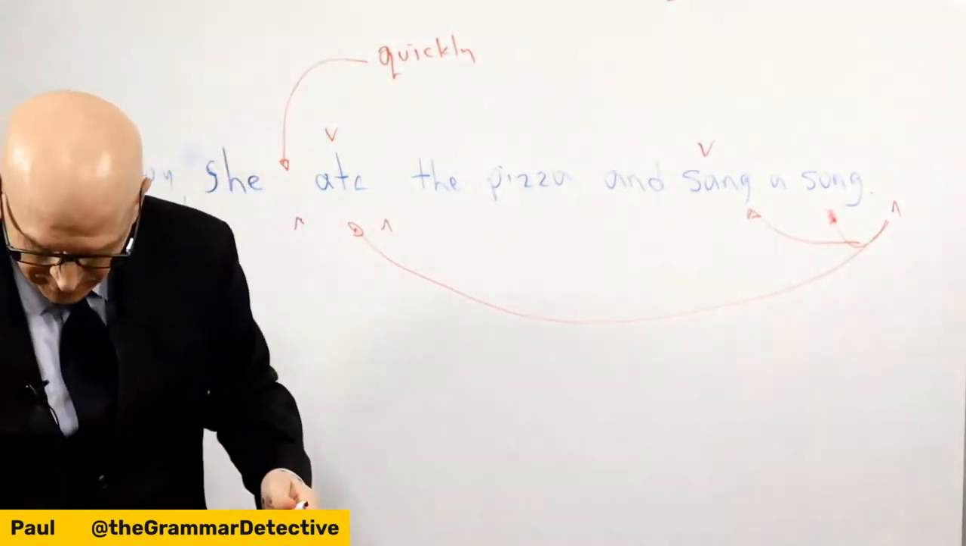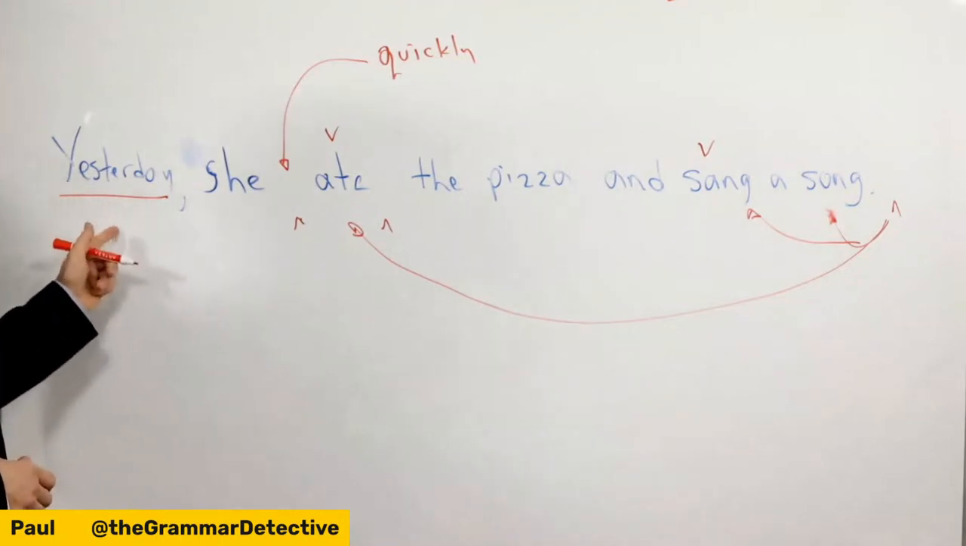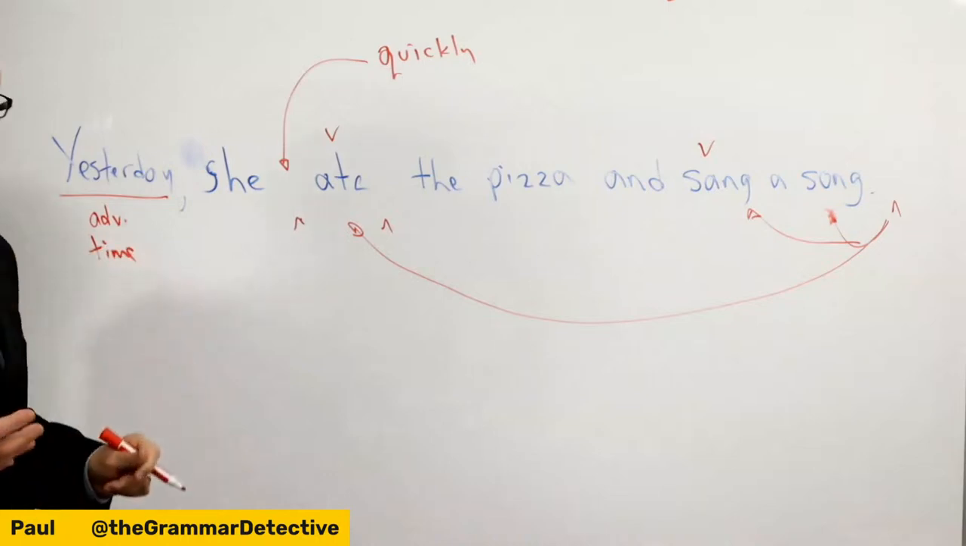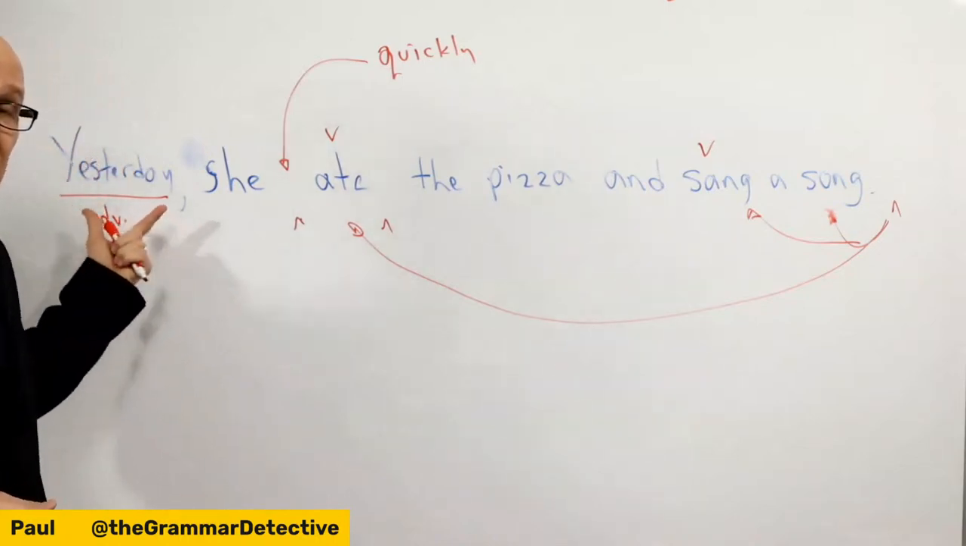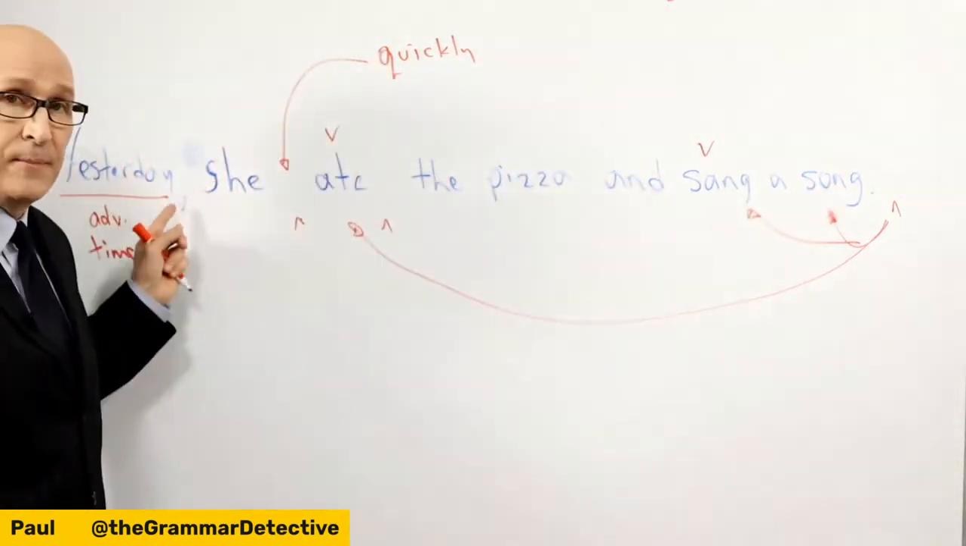Now, another example of that is this. We have this adverb of time. This is an adverb of time. It tells us when an action happened. Now, time can go at the beginning of the sentence or at the end. Doesn't really matter. I like it at the beginning.